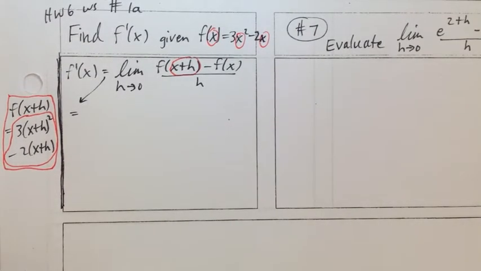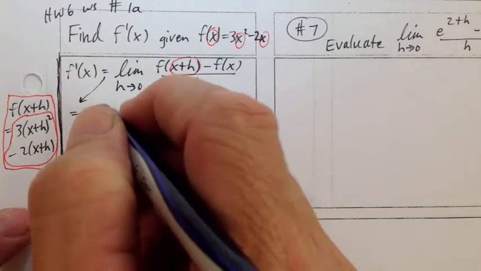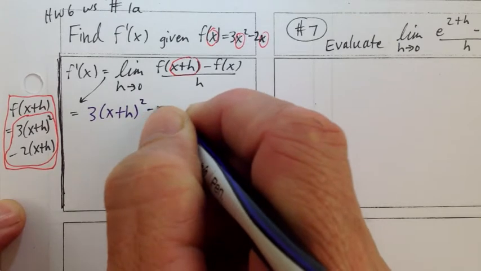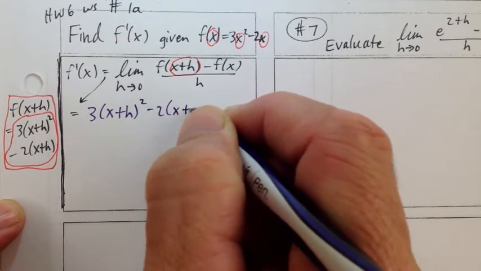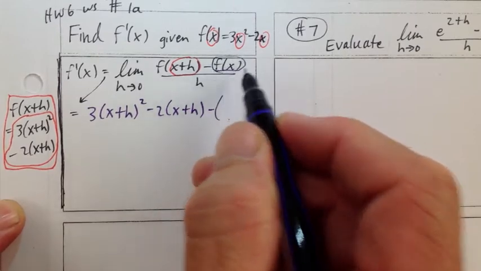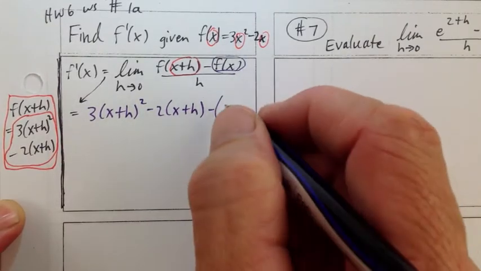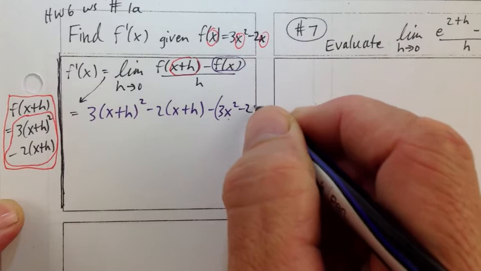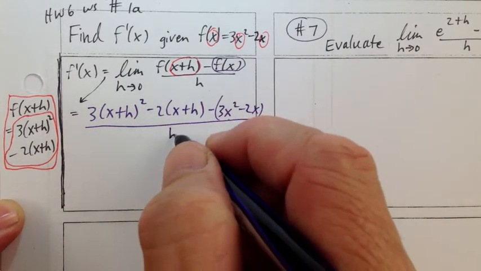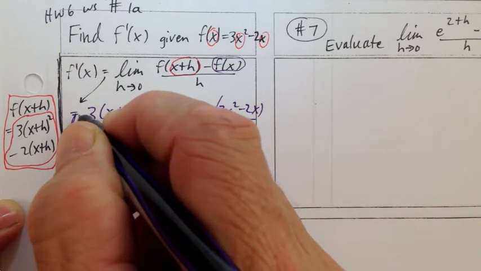Anyway, we've got f of x plus h, which is 3 times the quantity x plus h squared minus 2 times the quantity x plus h, and we're subtracting from that, it says up here, f of x, and so we already know what that is. That's 3x squared minus 2x. Well, that's all over h, and let's not forget about that limit.